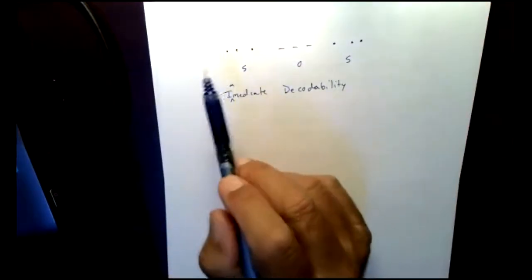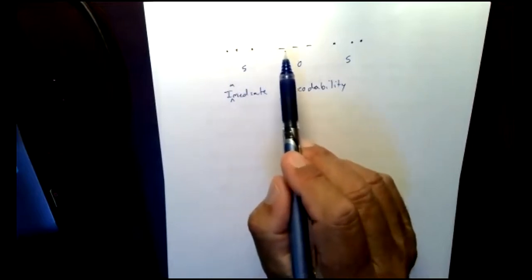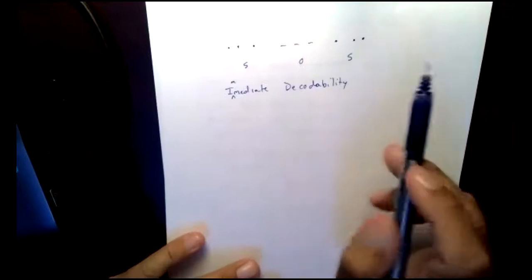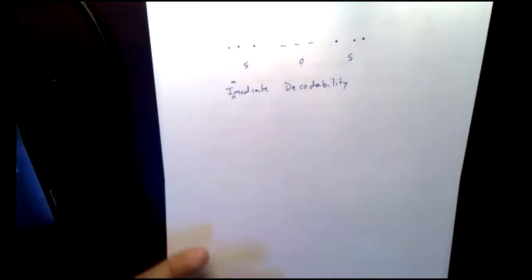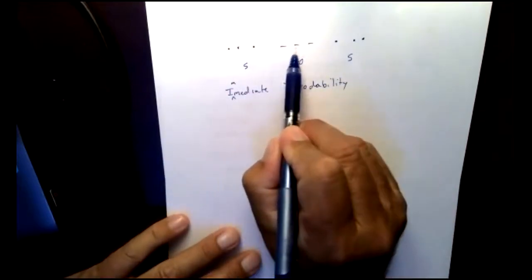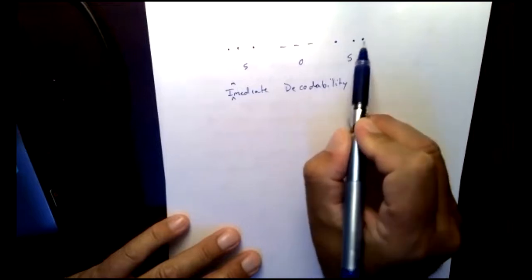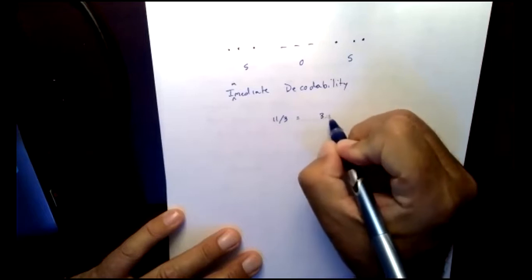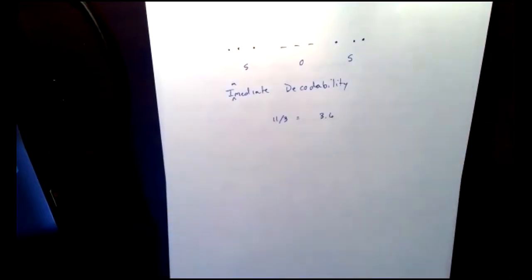This has immediate decodability because if I say dot, dot, dot, space, dash, dash, dash, space, dot, dot, dot, you know what it is. It's SOS right away. If I wanted to send a three-letter message, I'm going to need 11 characters. So 11 divided by 3 is 3.6 on average.